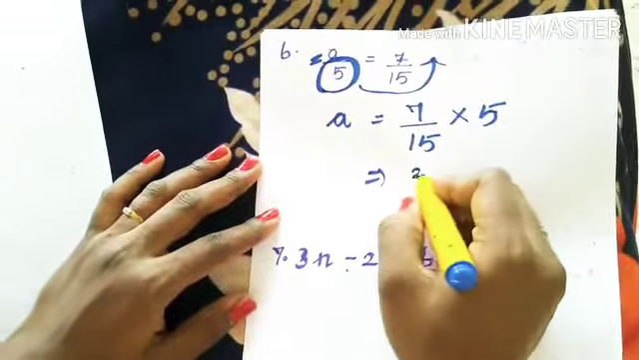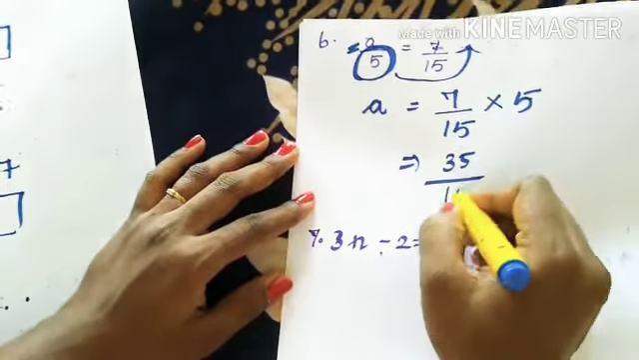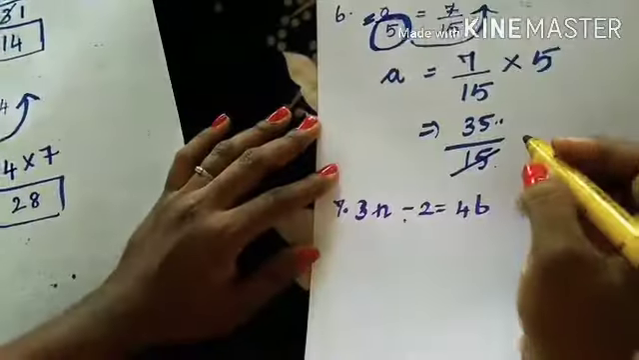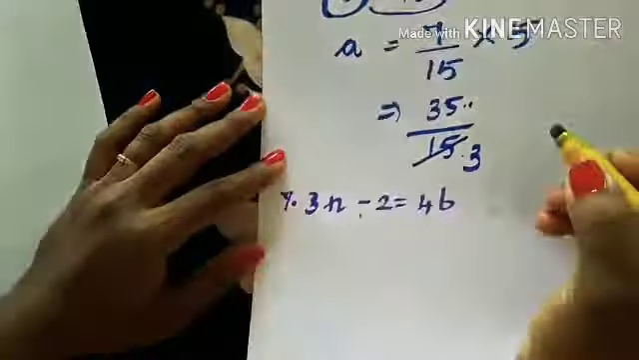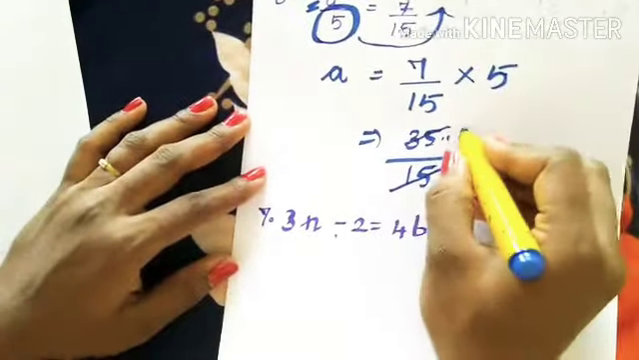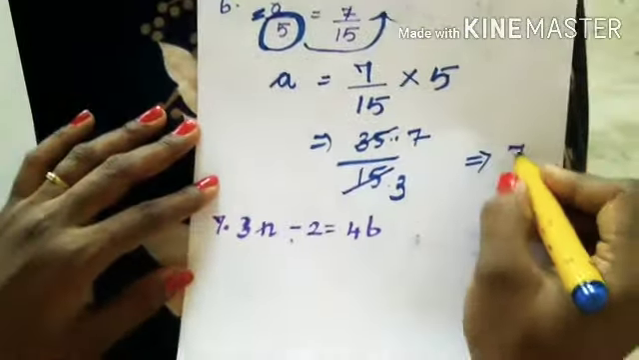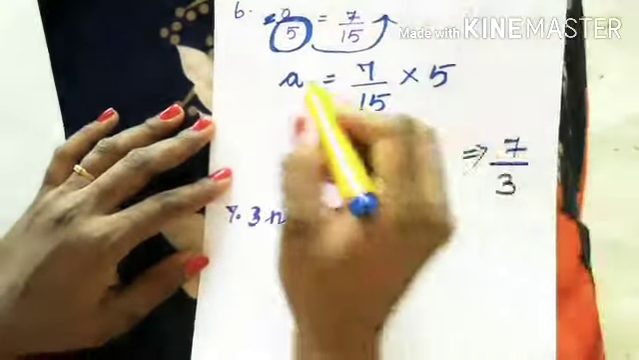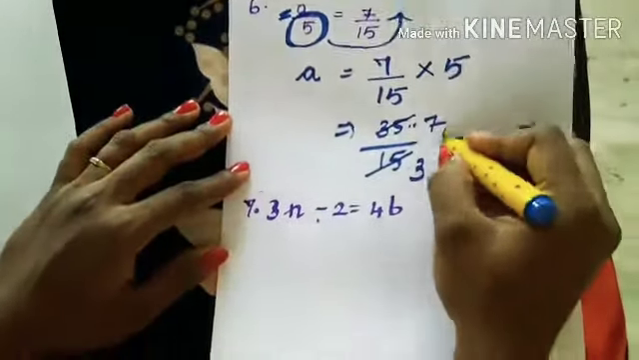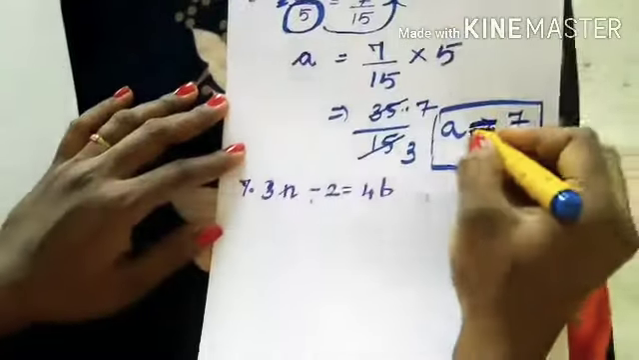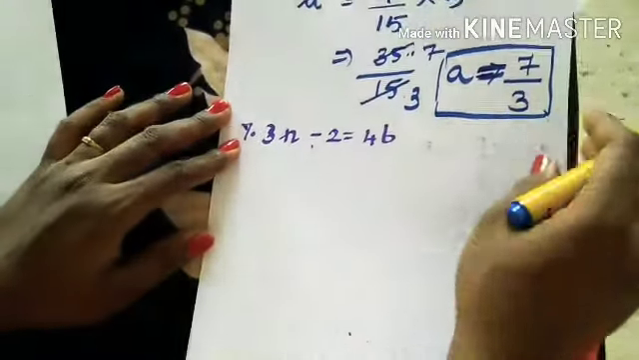7 5s are 35. 35 divided by 15. So we can cancel in the 5 table. 1 5 is 5, 2 5s are 10, 3 5s are 15, 7 5s are 35. So 7 by 3 is your answer. What is the variable? A. A is equal to 7 by 3. Highlight your answer like this.